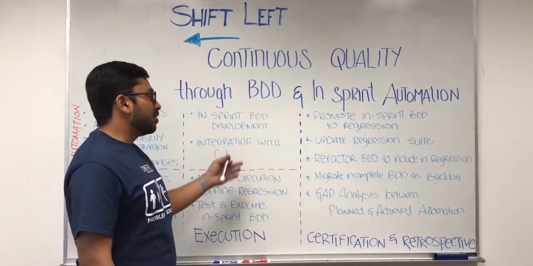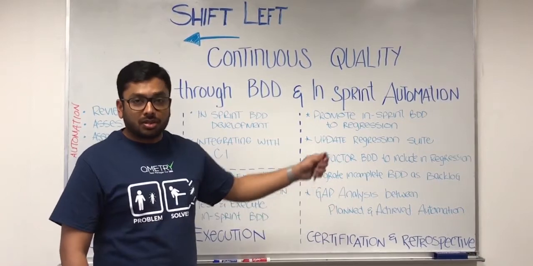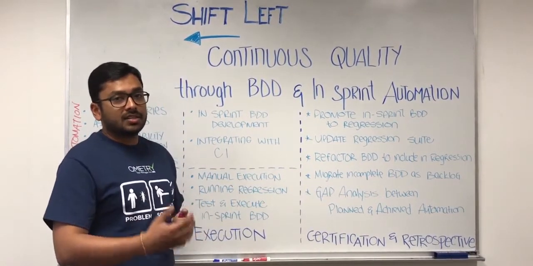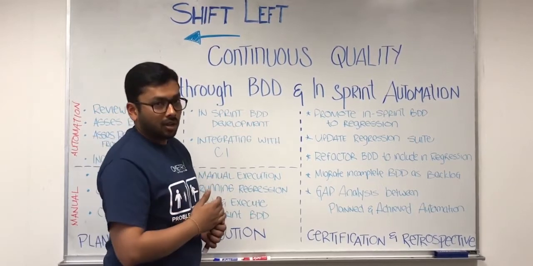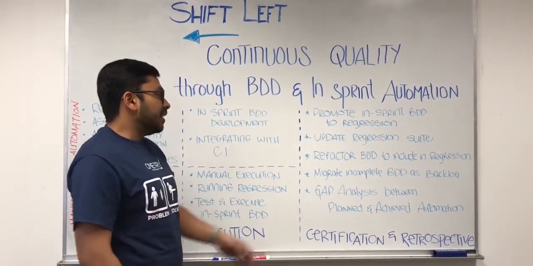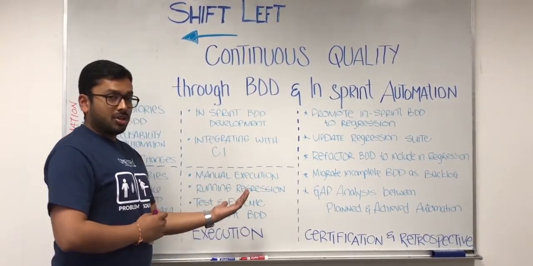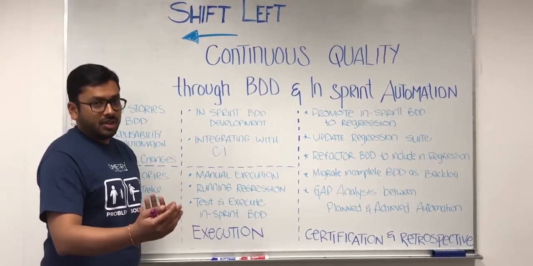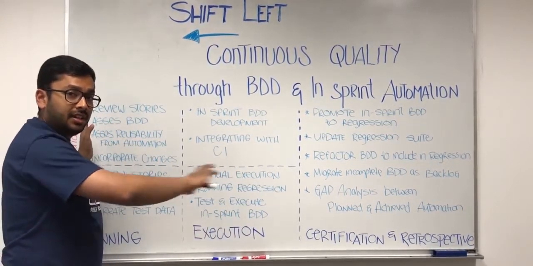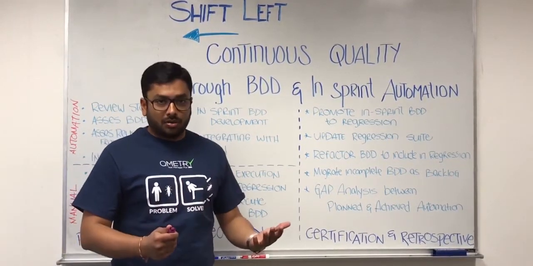I also remove or refactor my BDDs to include them in regression, and any unfinished BDDs I move back to our backlog. So that's part of our backlog for sprints. And then we do the gap analysis between the planned automation and achieved automation. And this is the whole enchilada of different activities during this whole in-sprint testing that we are talking about.